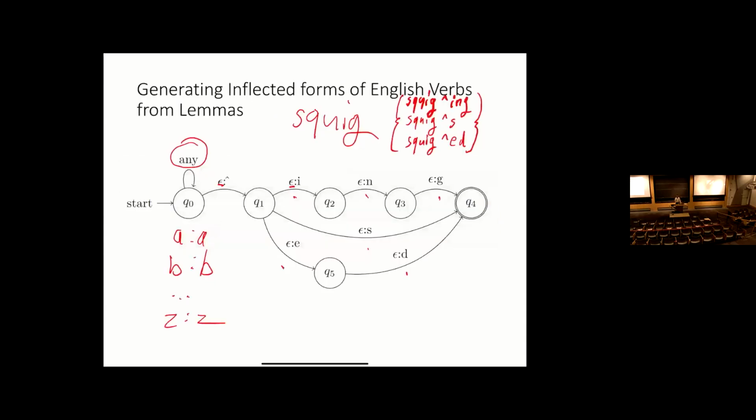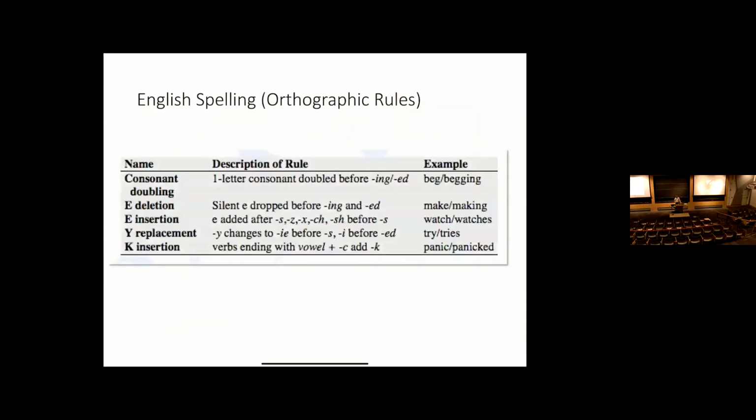So this is morphotactics. Here are orthographic spelling rules. Orthographic rules are spelling rules, which are kind of allomorphic rules. They change the shape of morphemes based on their context. So examples are consonant doubling, like in beg and begging, E deletion, like in make and making, E insertion, like watch and watches, Y replacement, like in try and tries, and K insertion, like in panic and panicked.